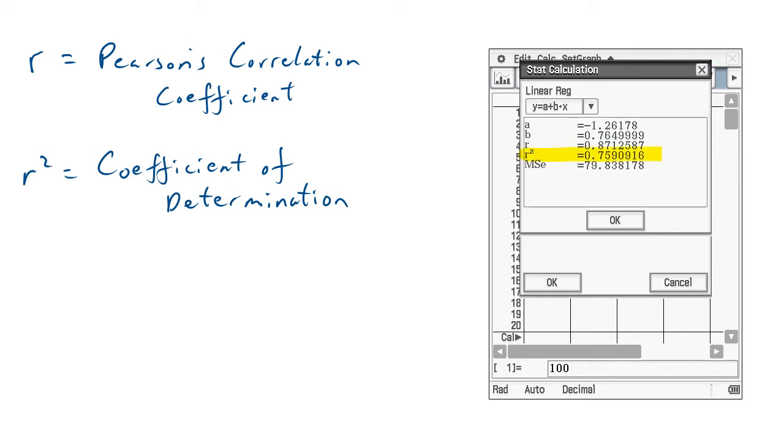But normally, you're supposed to put this as a percentage. So you're going to take that number, 0.759..., and times that by 100, and you'll get 75.9. Round that off, so that's going to equal 76%. So normally, that's how you do it. You put it into a percentage. Very important.